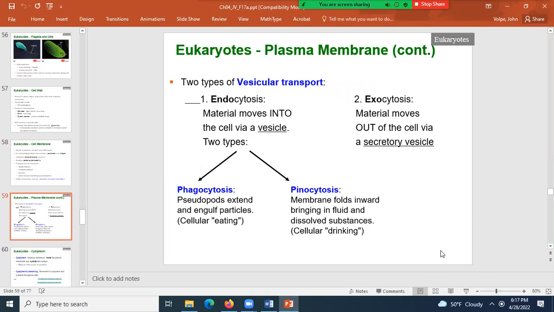There are two types of vesicular transport. Endocytosis is the movement of material inside the cell, and it will happen by a vesicle. There are two types. Phagocytosis is literally where the cell will eat. Pseudopods will come out of the cell. Let me see if I can draw that.